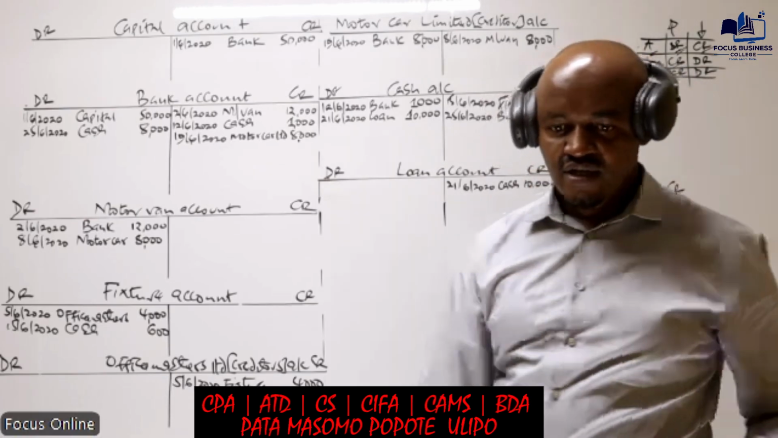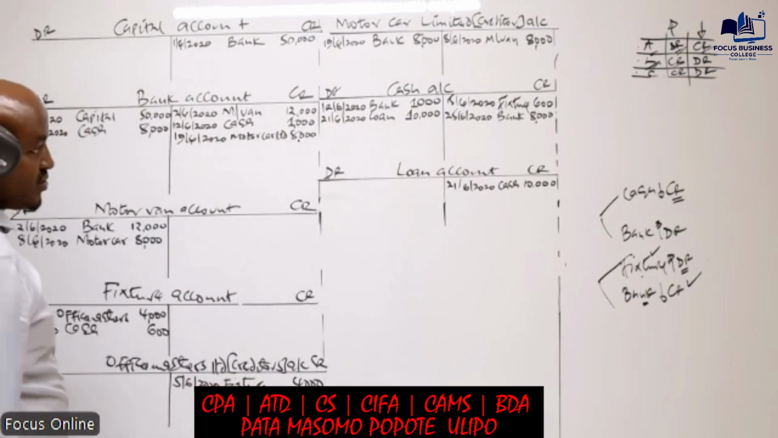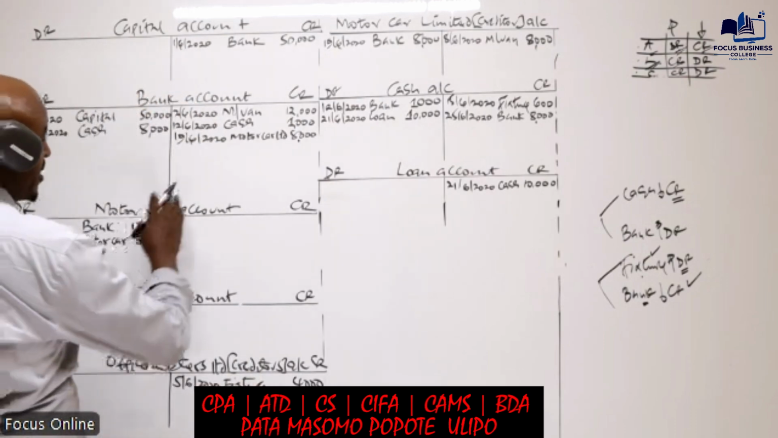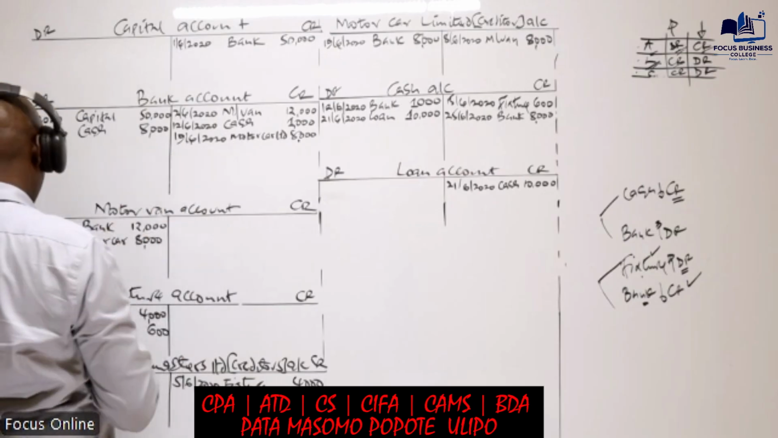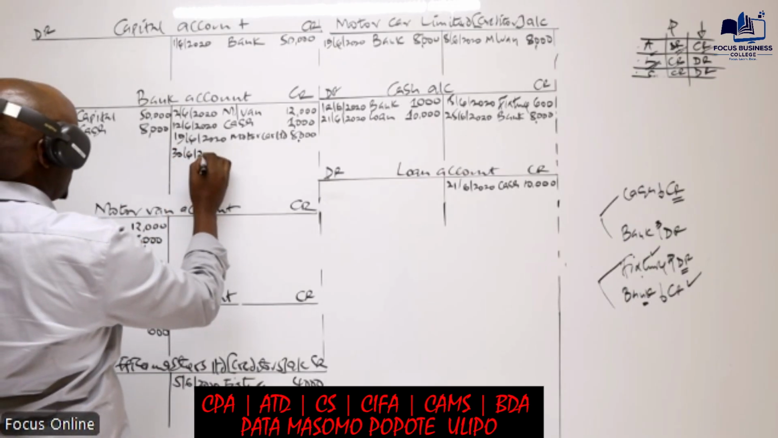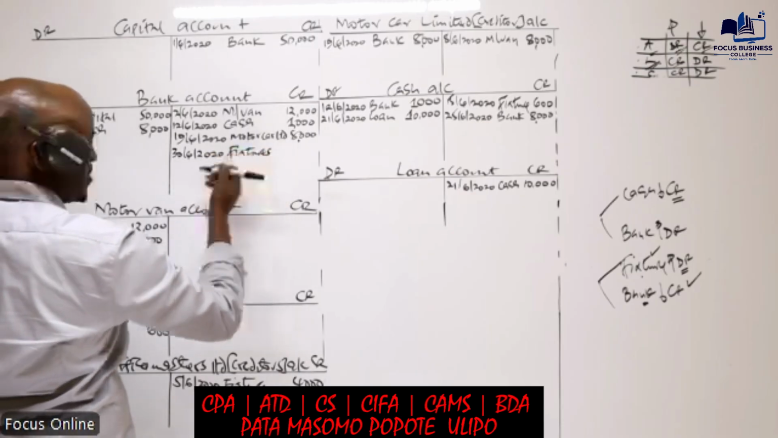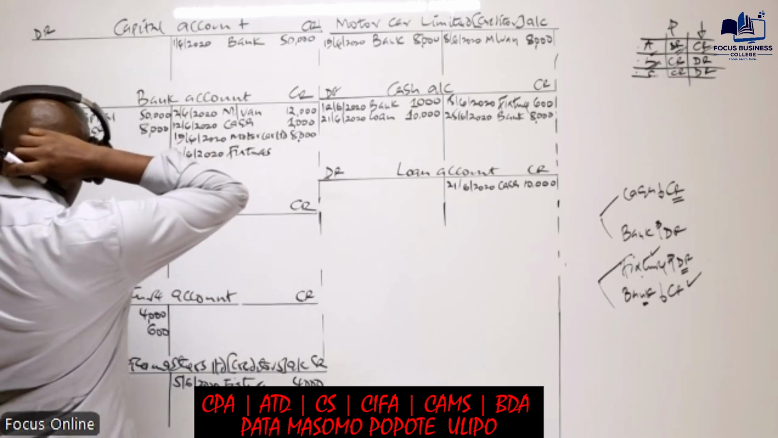We credit bank. So therefore, we credit bank here. So the date is that day of June 2020. So the other entry is in the fixtures account, an amount of how much? 3,000.